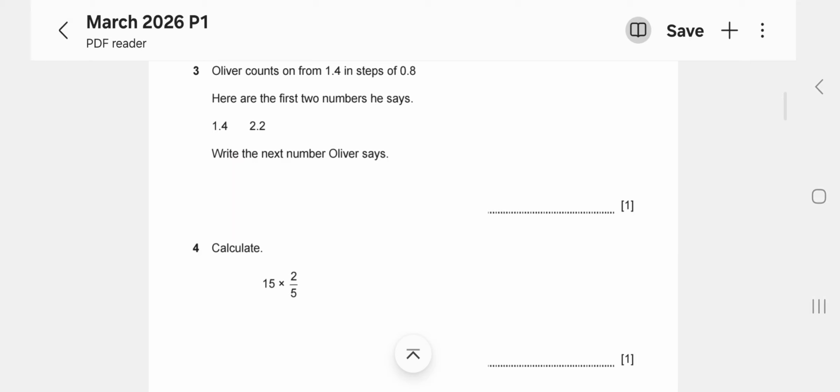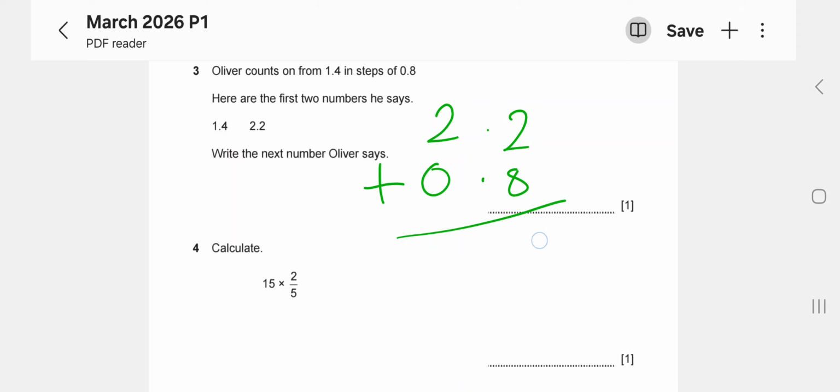Question 3. Oliver counts from 1.4 in steps of 0.8, and we need to know the next number. So 2.2 plus 0.8. 2 plus 8, 10, carry up 1, 1 plus 2, 3, and the decimal point the same, move down in the same place. So the final answer would be 3.0 or just 3.